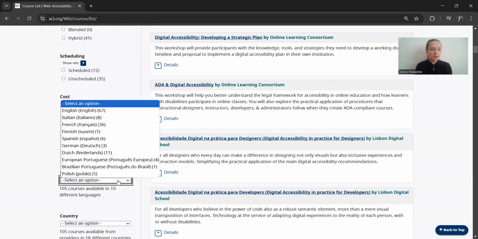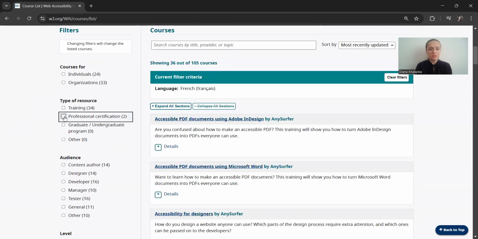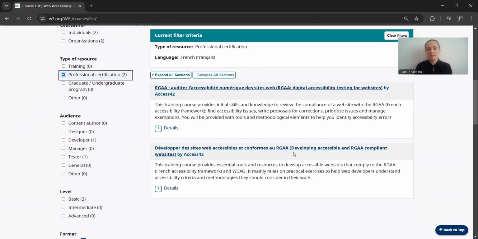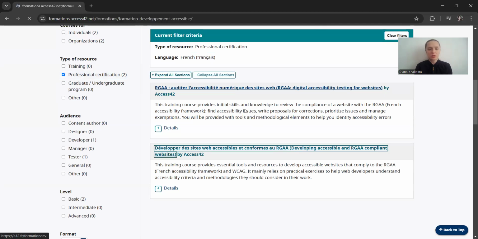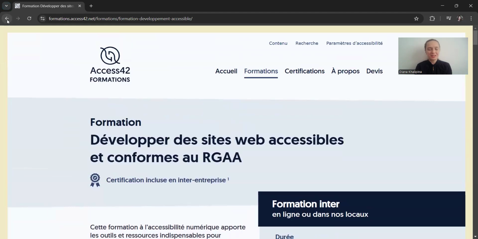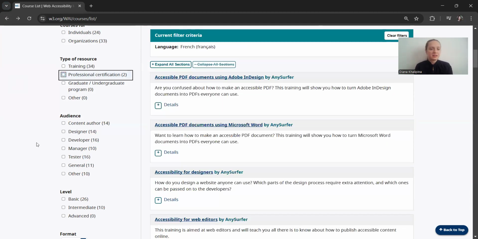So for example, if I choose French and professional certification, the type of resource. So here you can see Access42. This is the course that I took. They suggest two courses, and one of them for the developers, the second one, that's the one that I took. And it's easy here, so you can just open and check. Well, here it's in French, so for those of you who don't speak French, you will not understand, but this was a very good online course, or it could be also a physical one from this organization, and it was done very well.